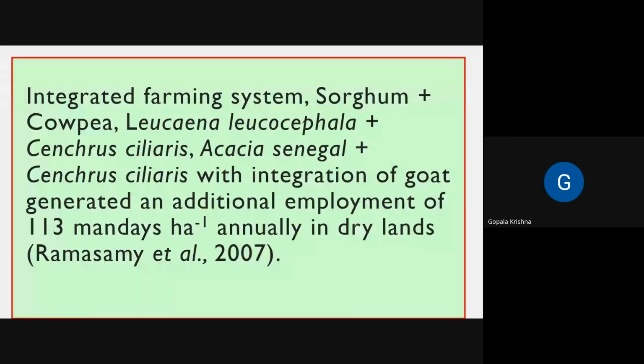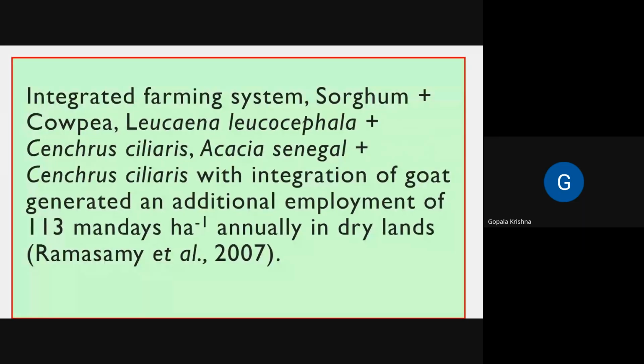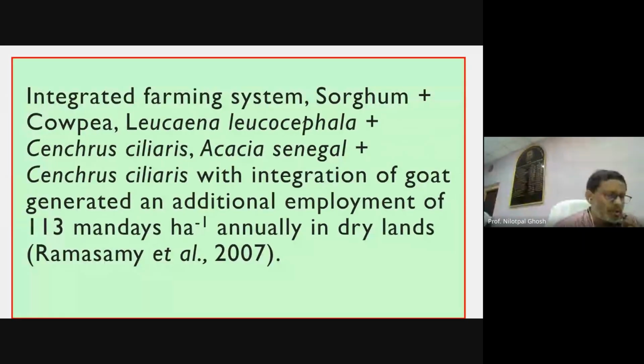These are all fodder trees. Acacia is also there, acacia tree. It is integrated with goat, generated additional employment of 113 man days per hectare per annum. So when the livestock component is integrated with the other component, including the crop, forestry, etc., the man days, that is the employment generation, is more, and the production is also improved, growth is improved.